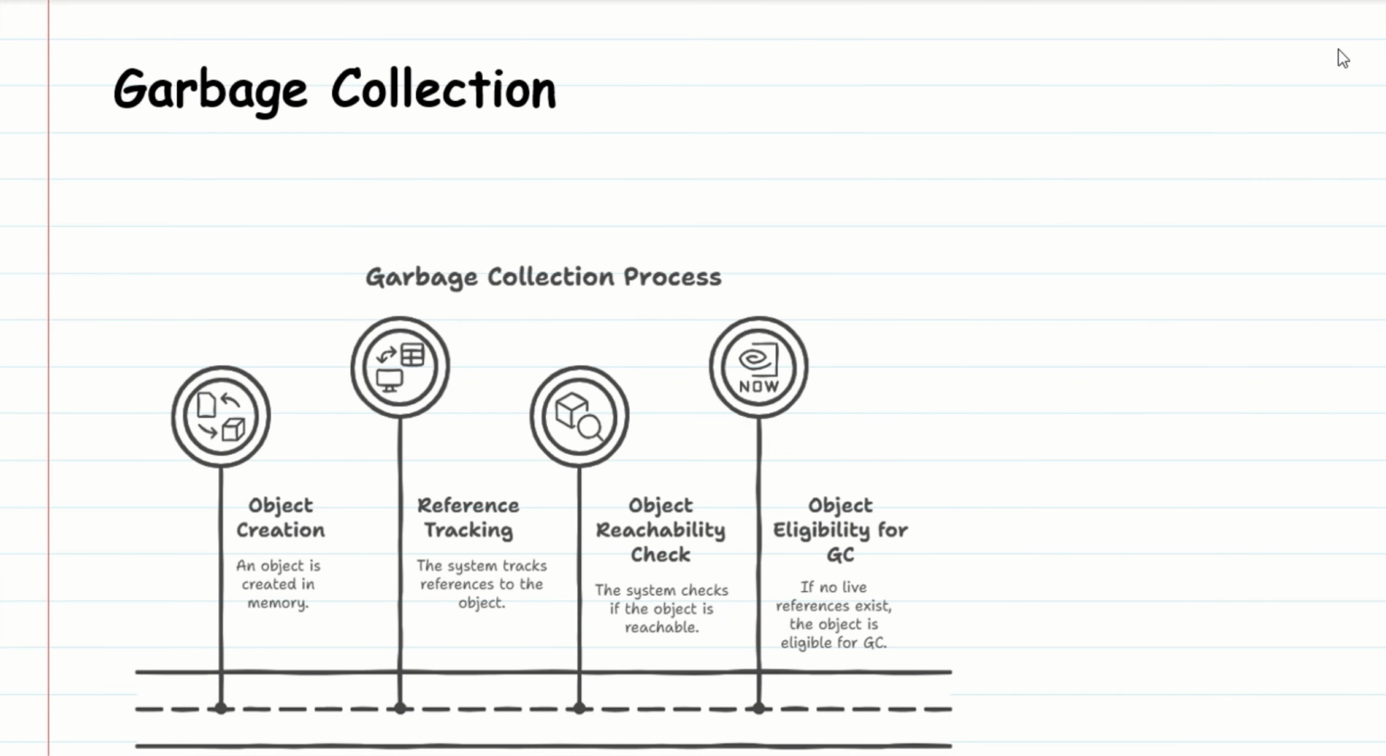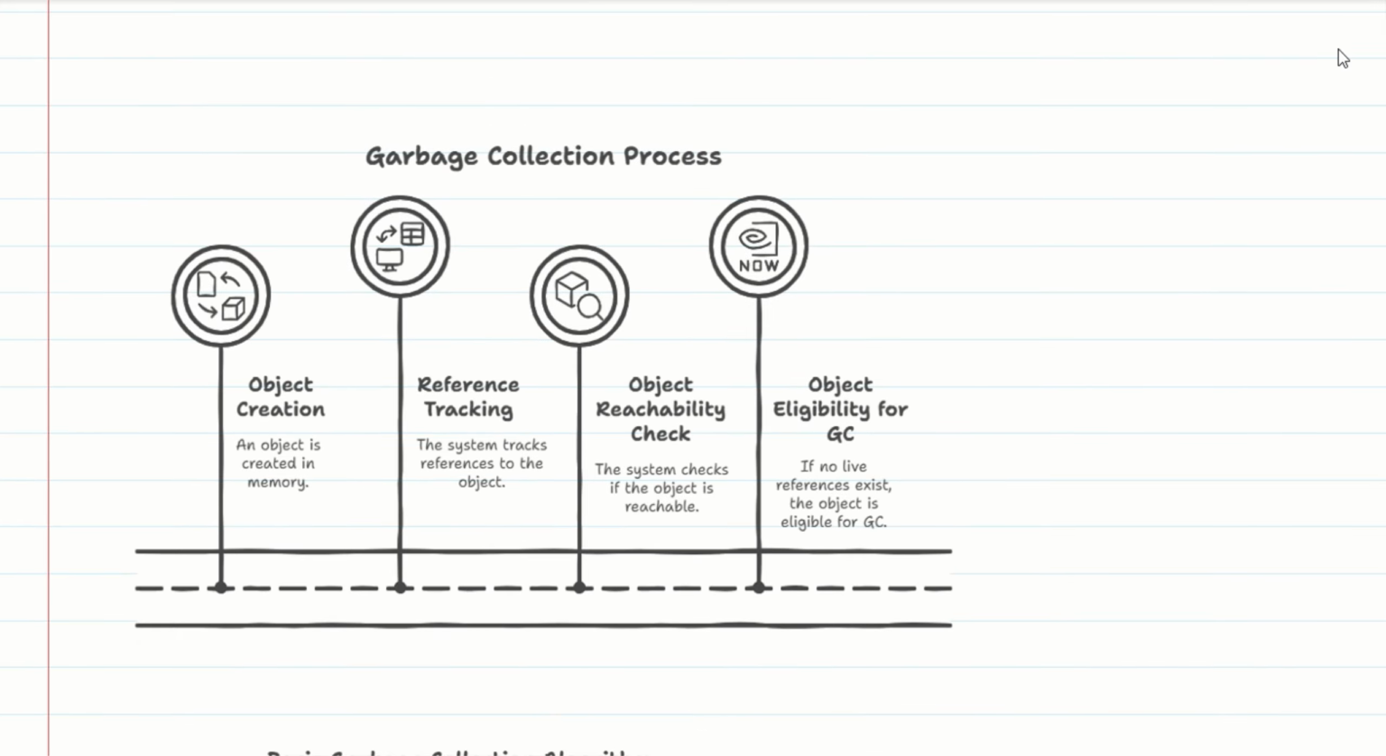Garbage collection in Java is the process by which Java automatically removes unused or unreachable objects from heap memory. So you don't have to do it manually. Java manages memory automatically using the Java Virtual Machine. So garbage collection primarily manages young generation and old generation. How it works is it tracks objects through references. If an object is no longer reachable or has no live reference, it becomes eligible for garbage collection.